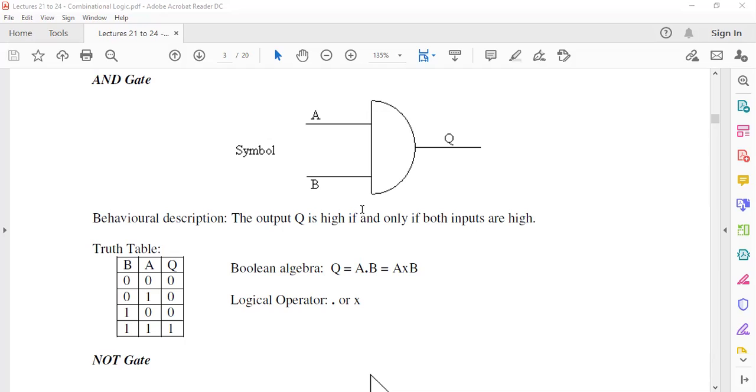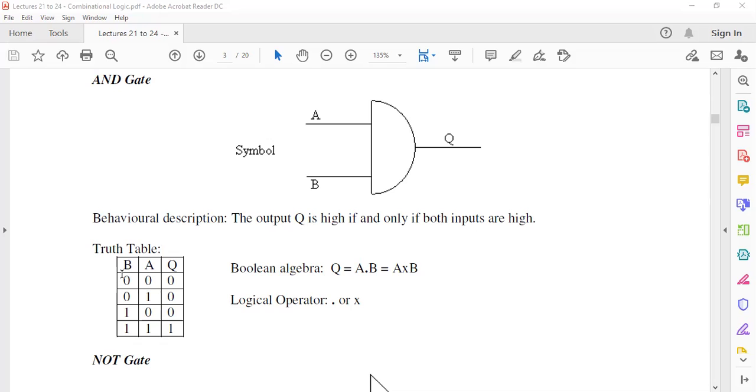In this case, this is the logical symbol for the AND gate. With 2 inputs, it could be more than 2 inputs, but it cannot be less. It can't be just one input. Does that make sense? So when you're ANDing, you should get at least 2 inputs. It can be 3, 4, or more. And just a behavior description here: for the AND gate, the output Q is high if both inputs are high.